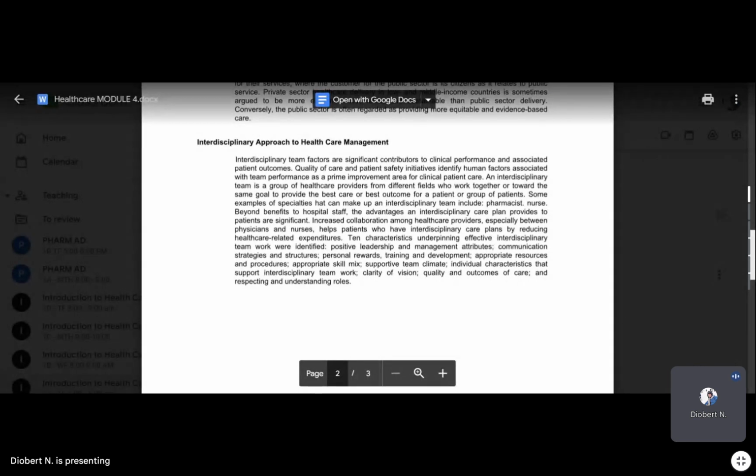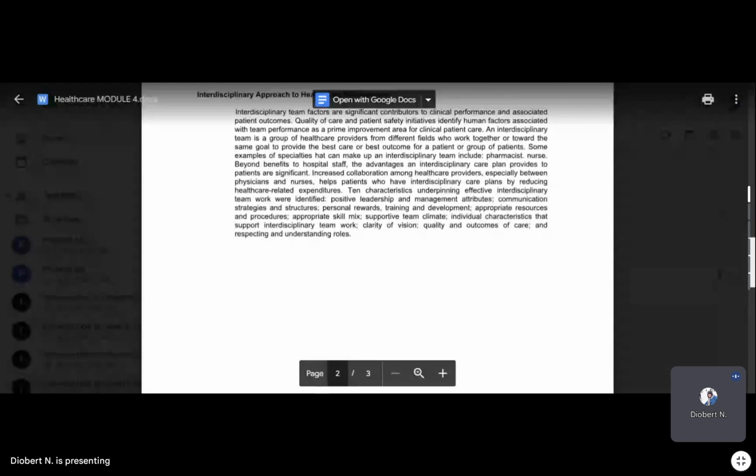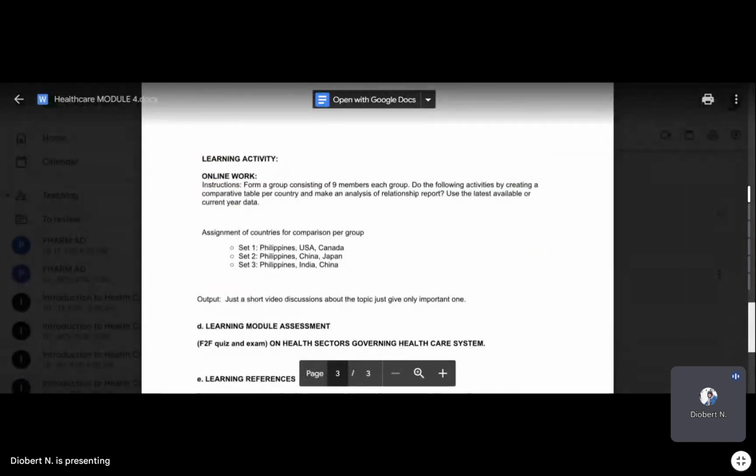You as a medical practitioner, a medical professional in the team, you should know your job and responsibilities, no. If this is your job, you have to do your job, not others' job, no, kay wala mga kabaluan to. So that's it, no. So please take note of the 10 characteristics underpinning an effective interdisciplinary teamwork. Okay, so guys, I have here a learning activity, no.